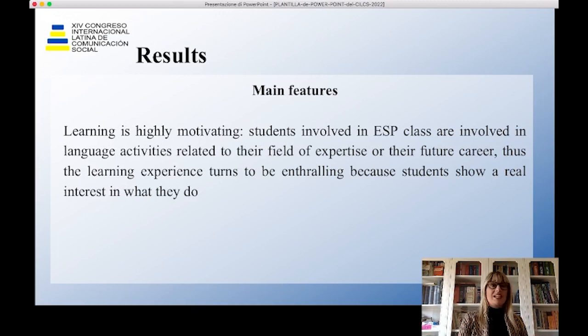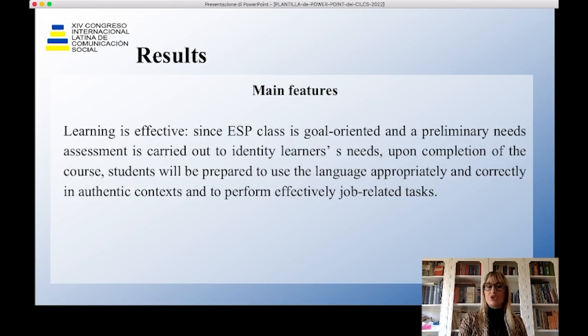Again, language learning is highly motivating because students are involved in real situations, so they perform language activities related to their field of expertise that are useful for their future career. So the learning experience is really highly motivating because students are really interested in what they do. And the third feature is that learning is effective.